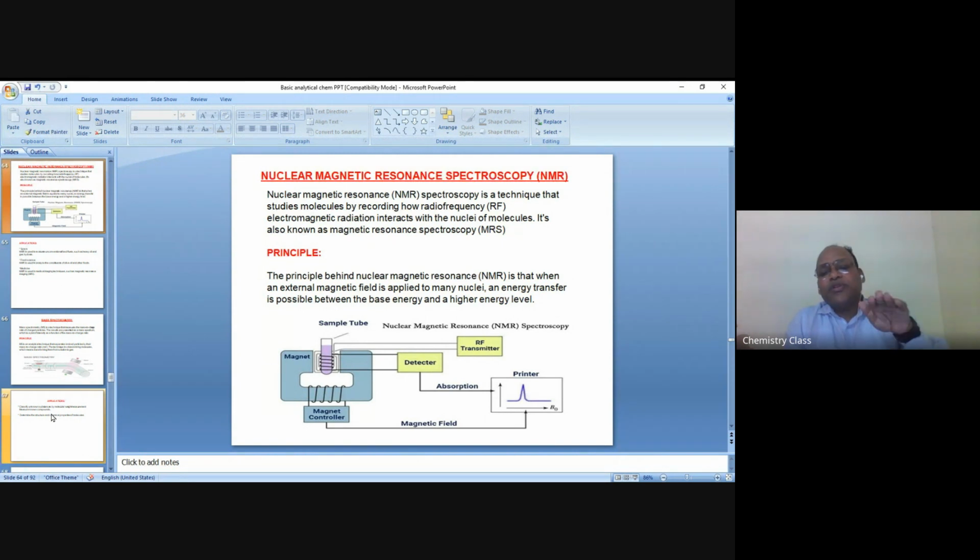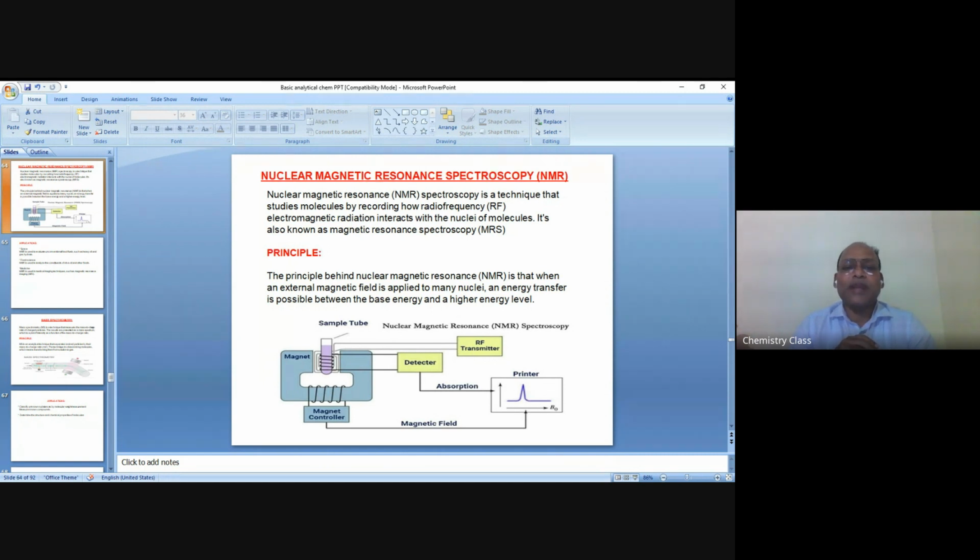So when the radio frequency passes through the molecule, how the molecule behaves to that radio frequency will be recorded by the instrument. So NMR works like that. It is also known as magnetic resonance spectroscopy, MRS. So both are the same thing. So what is the principle there?